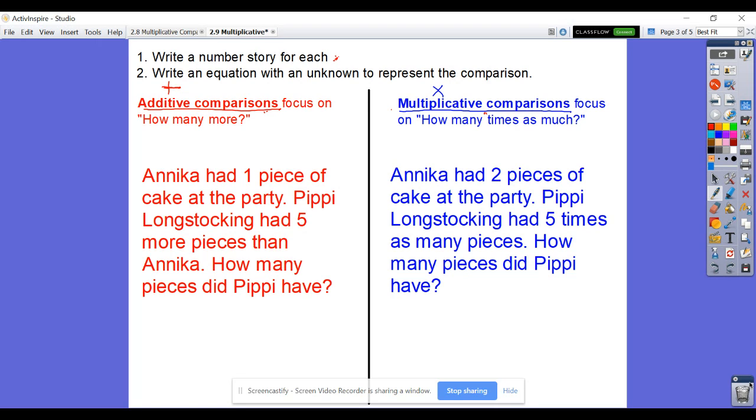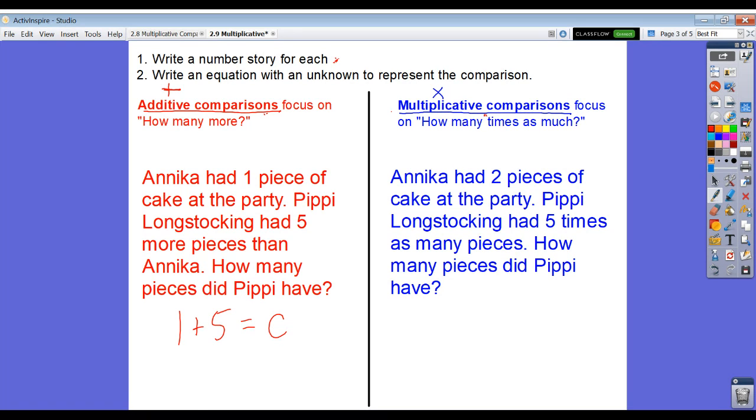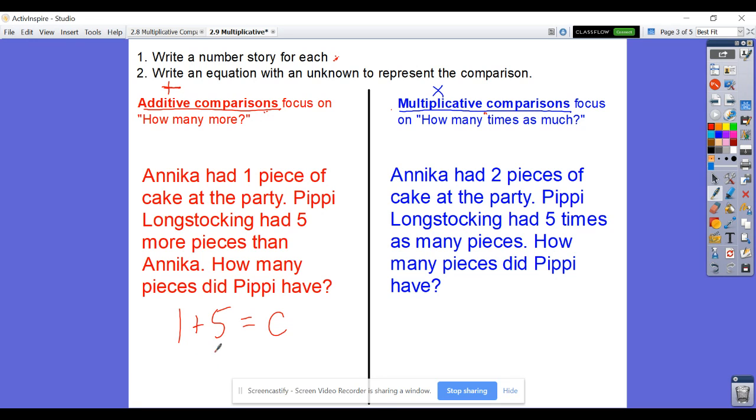Okay, my additive comparison. Annika had one piece of cake at the party. Pippi Longstocking had 5 more pieces than Annika. How many pieces did Pippi have? If I wanted to write an equation for that, do you know what it would be? I would do 1 plus 5 equals C for cake, maybe, or I could have done P for pieces, whatever makes sense to you.